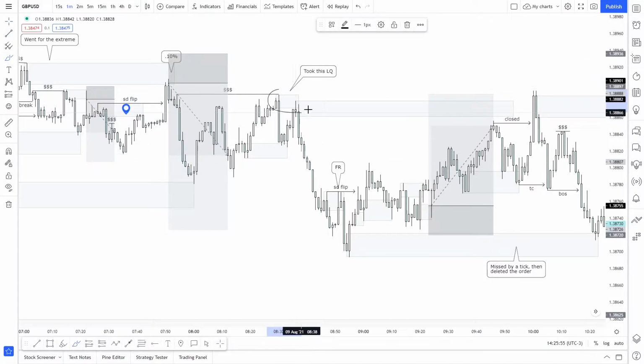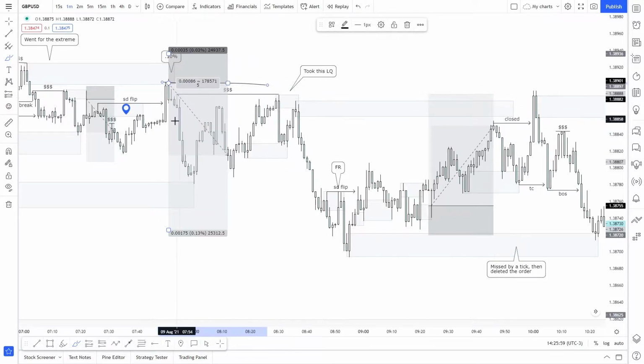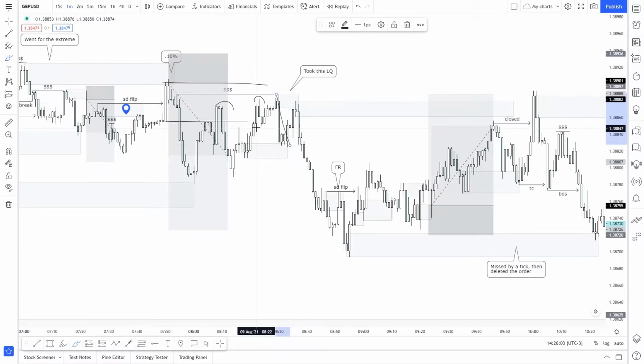What happens here, as an example, is that we have price maybe mitigating this, right? Took liquidity here, and then we break, right? We break that. If we would have had somewhat of a reaction inside of this demand area, then I might have gone for this sell that we have here.